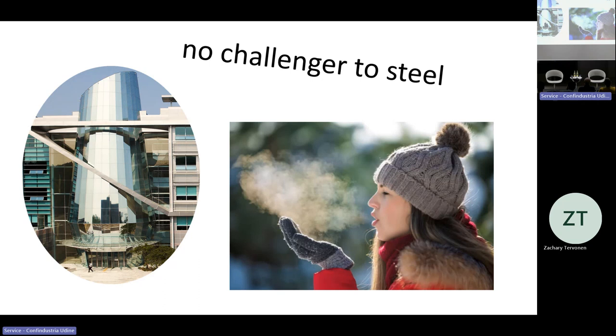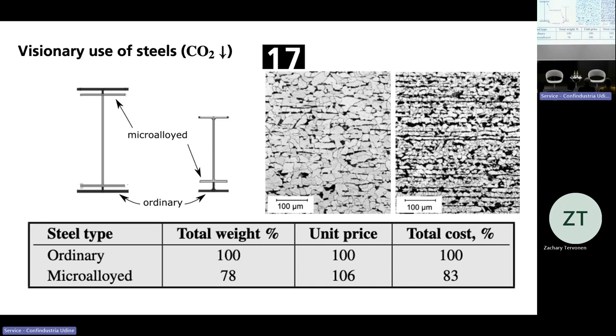Now, if instead of using the sort of steel that's used in the Biblioteca, you use already available microalloyed steel, then because it is stronger and tougher, you can reduce the size of the beams. So you compare the ordinary steel that's used in construction, and construction takes up 50% of all steel, okay? And this is the microalloyed steel, and you would reduce the weight from 100 to 78.